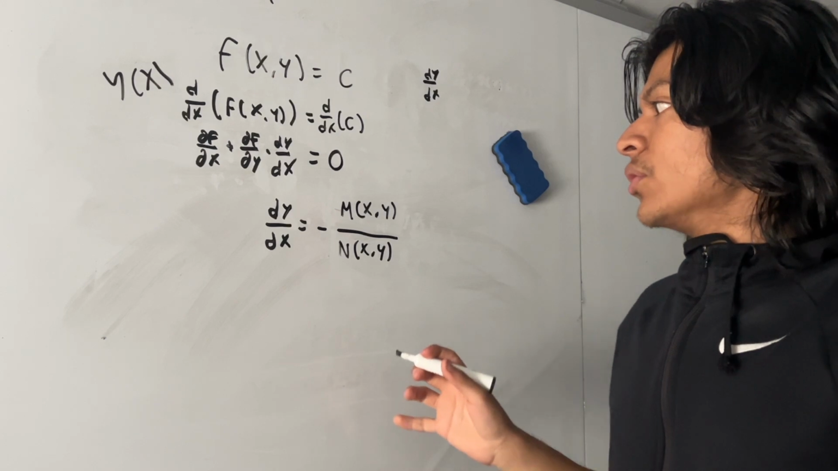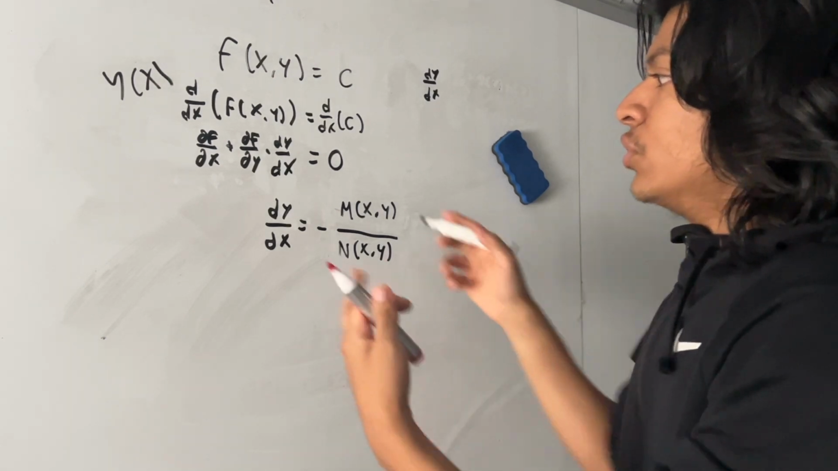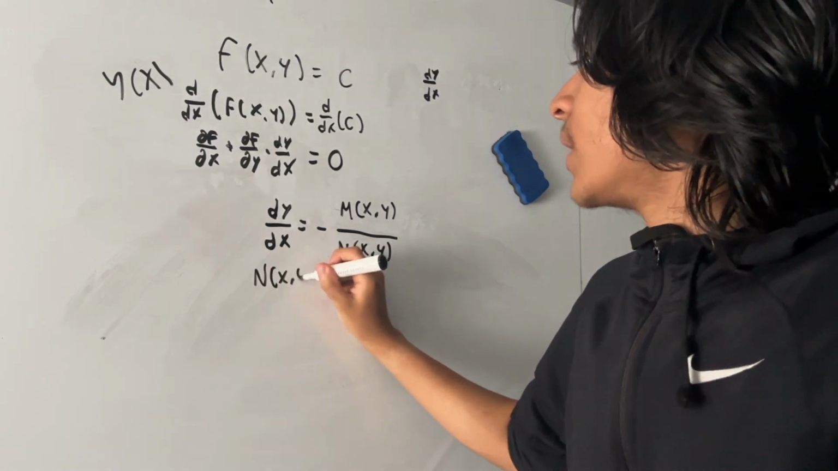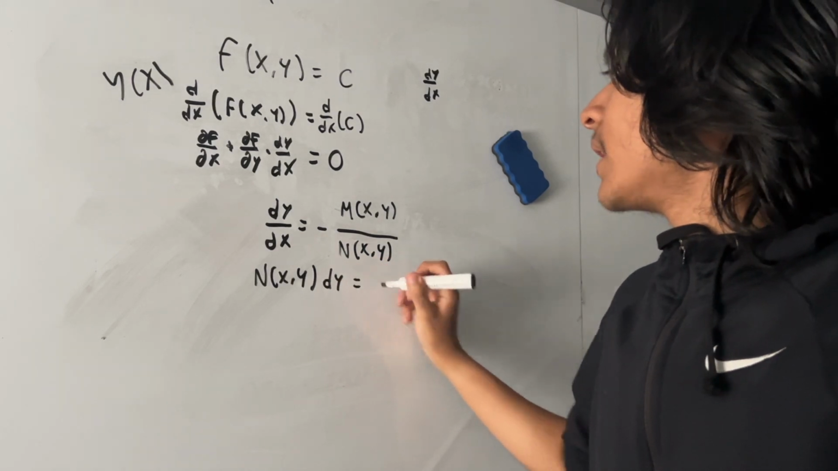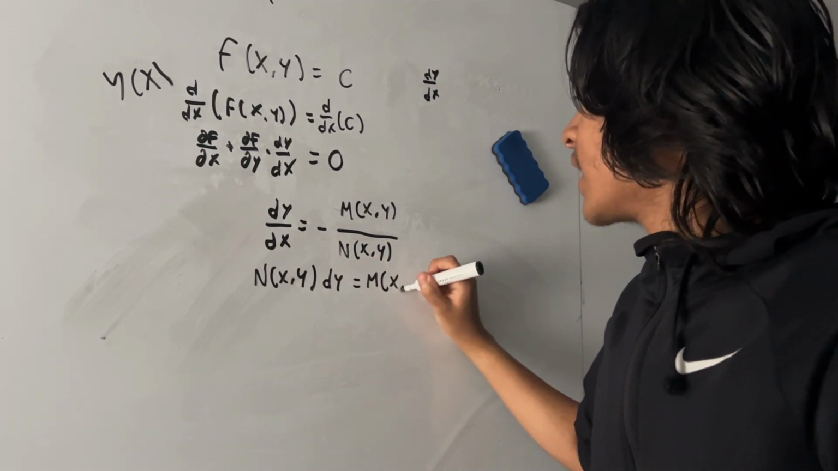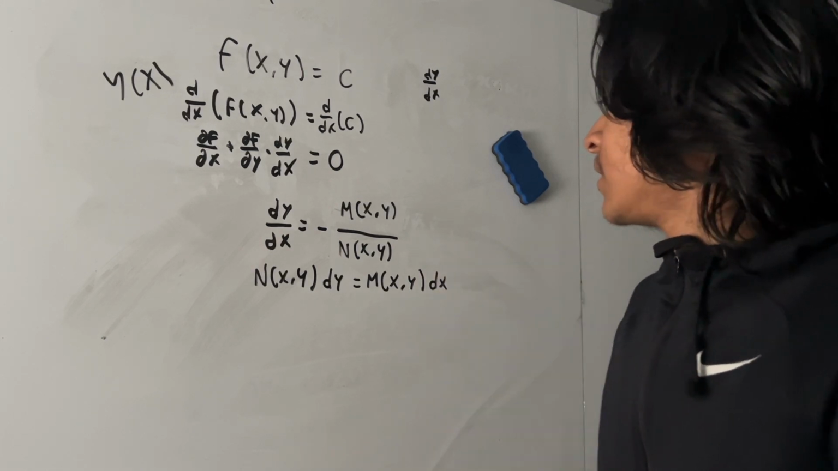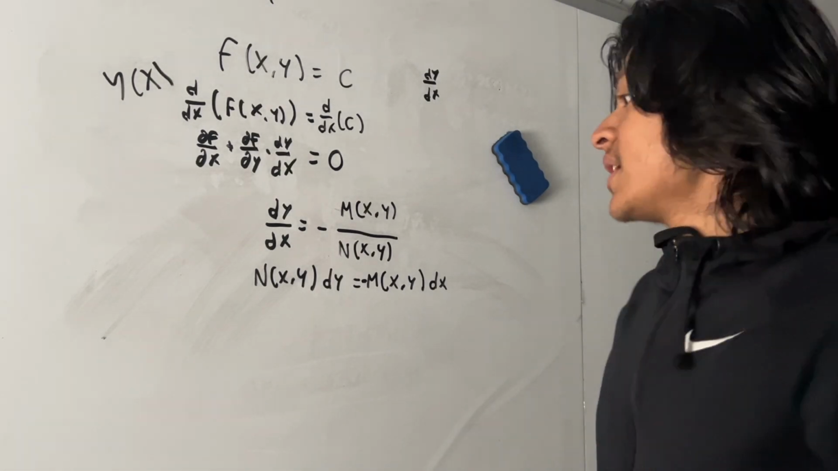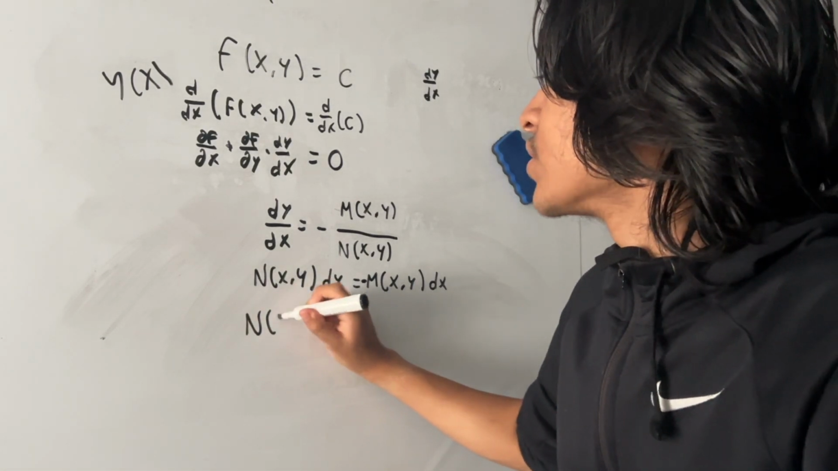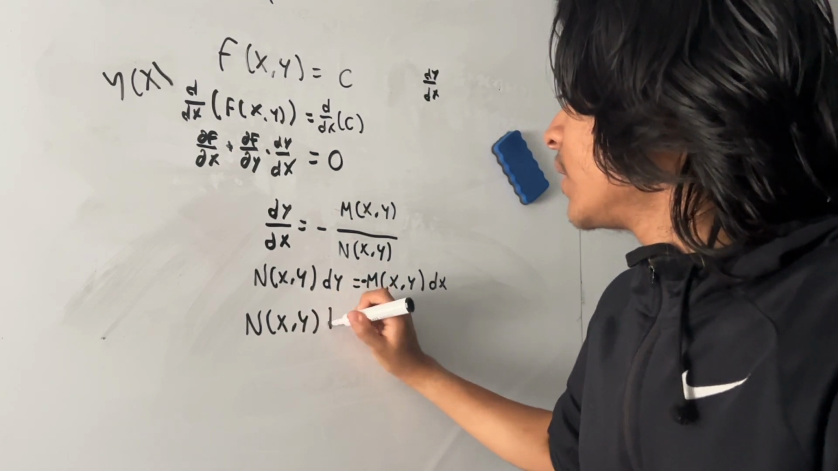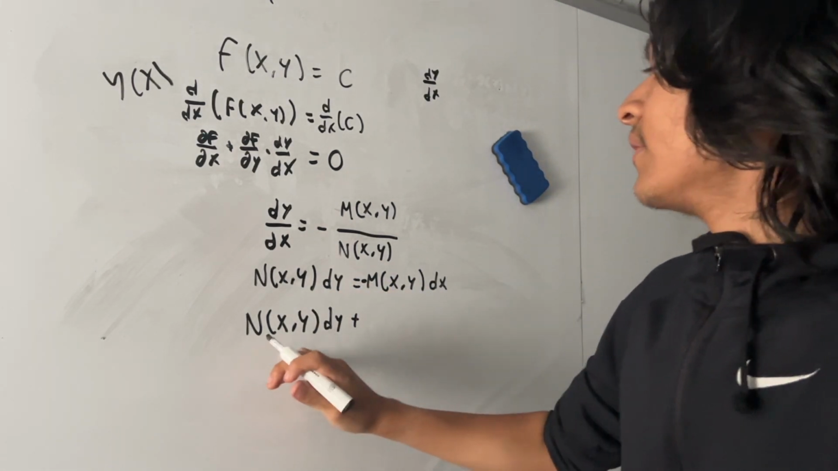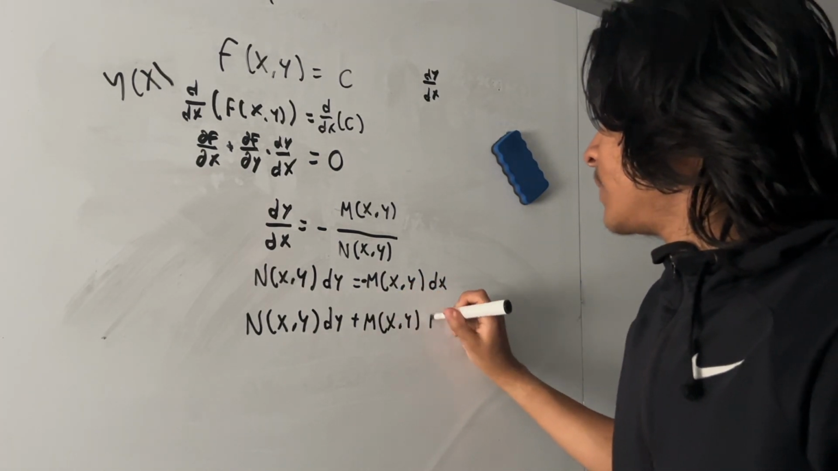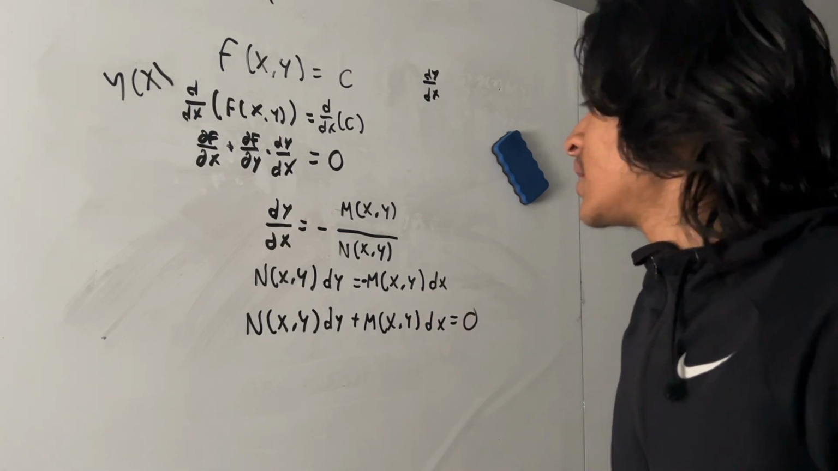And at this point, what we could do is the butterfly method. So when we do that, we get n of x, y dy is equal to m of x, y dx. And also don't forget the negative right here. So now we could just get everything on one side, and that's where we're left with this equation, which you're probably familiar with. We get n of x, y dy plus m of x, y dx is equal to 0.